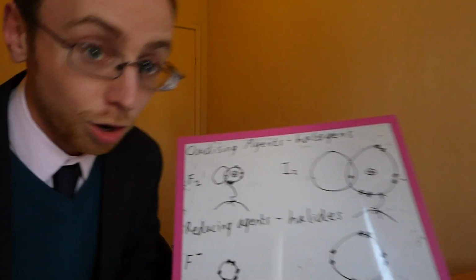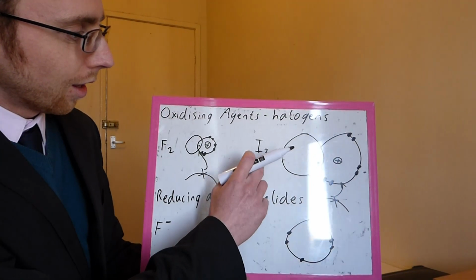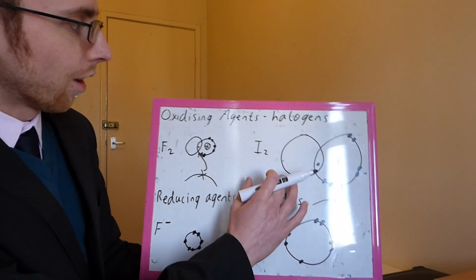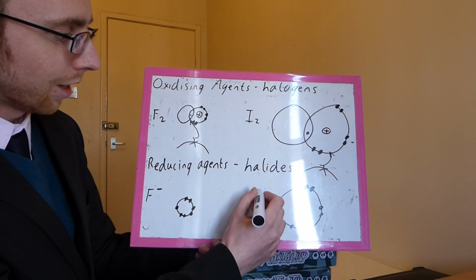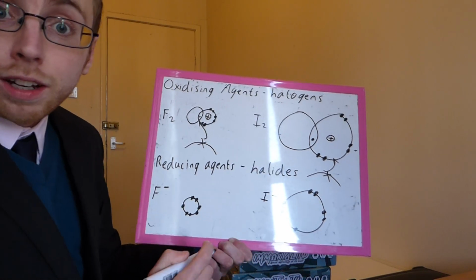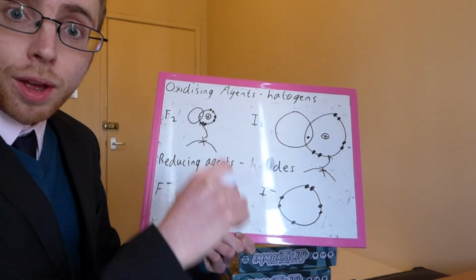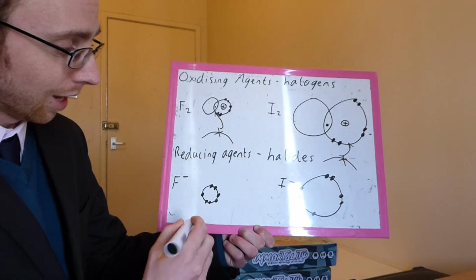Okay, I think we just about got away with that. So that's the elements acting as the oxidizing agents. Now the ions, F- and I-, these ones can act as reducing agents by donating electrons to something else. These were accepting, these were donating.